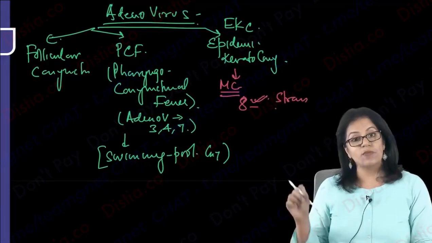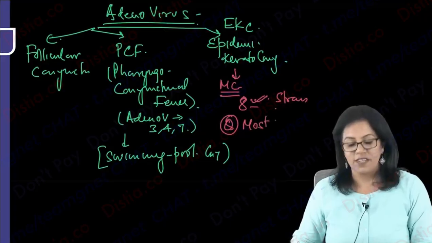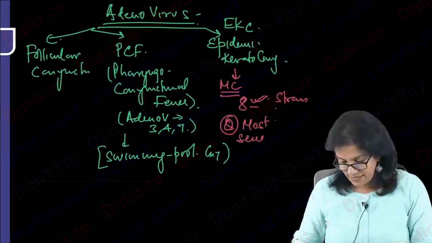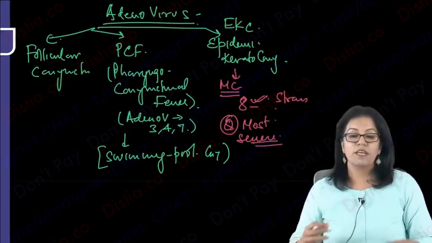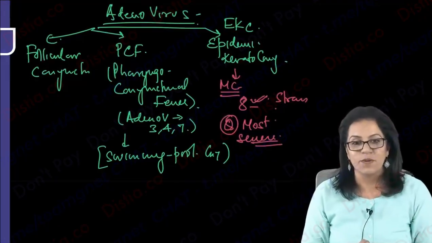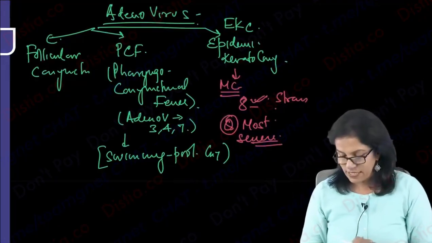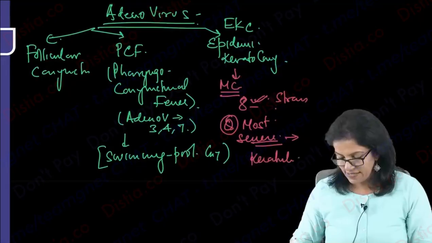But another important thing, it is most common and it can also be most severe, involving the cornea and all. Most severe. 80% will have keratitis. It can lead to nummular keratitis. We'll talk about that in the cornea chapter. So most severe means it is involving the cornea, leading to keratitis.